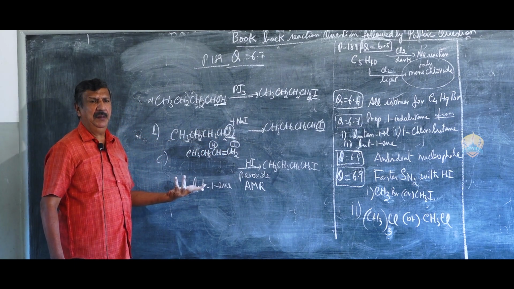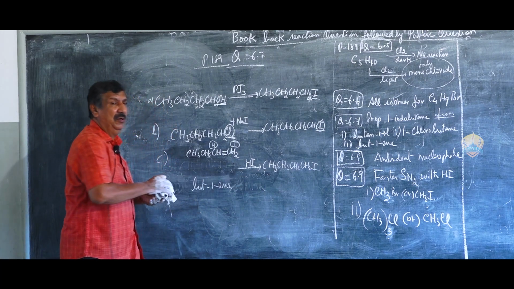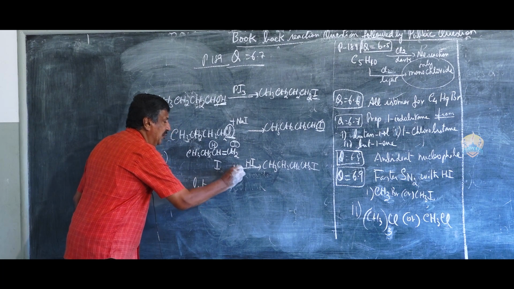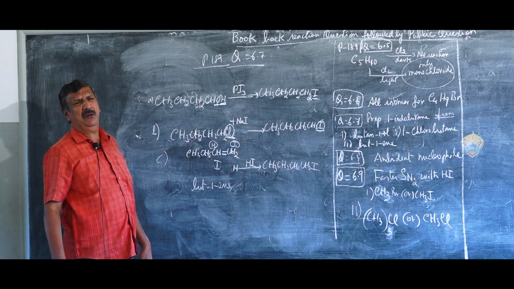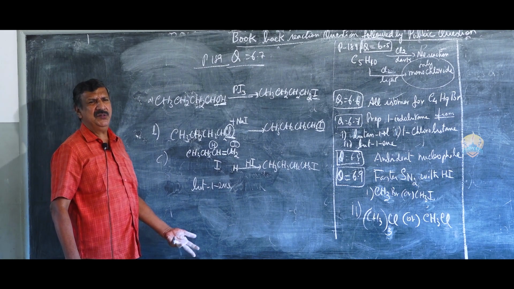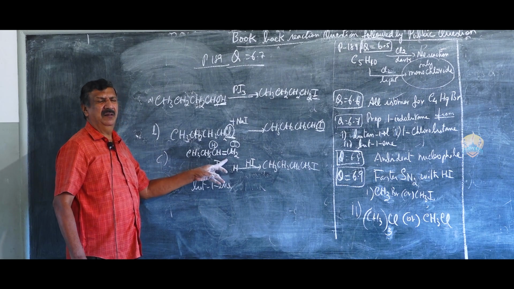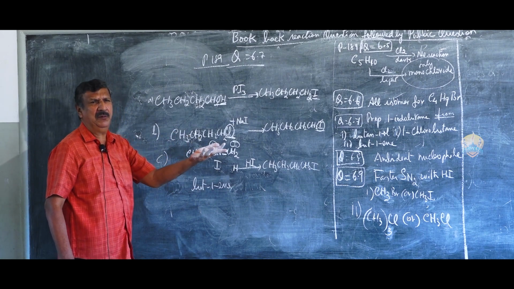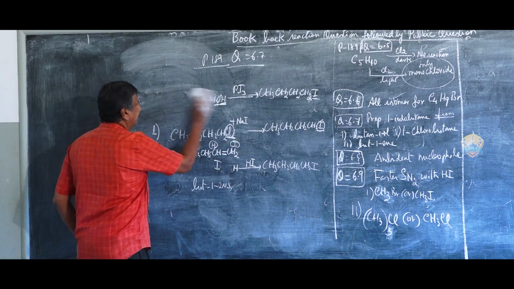Suppose you forgot to write this peroxide, what will happen? The I will join here, H will join here, and the compound will be an entirely different compound, which follows Markovnikov rule. But here you don't need Markovnikov rule, you need only anti-Markovnikov rule. That's why I am adding peroxide.